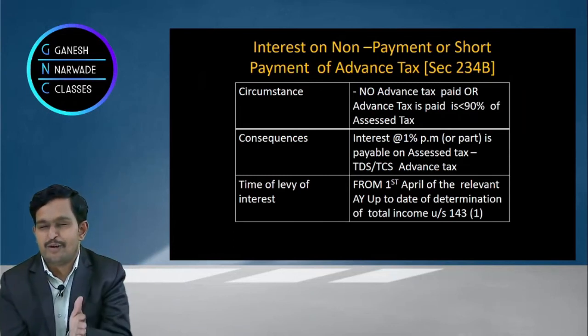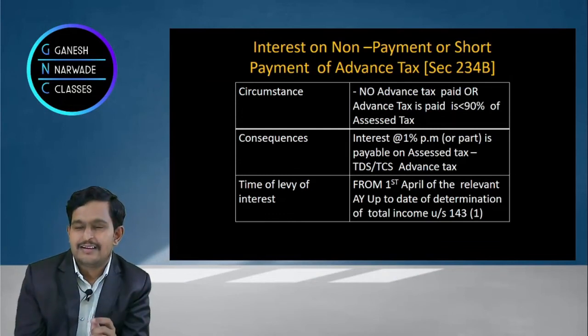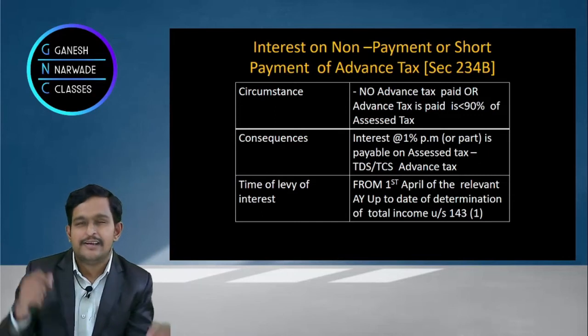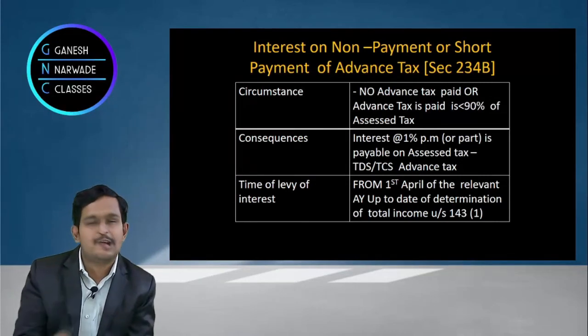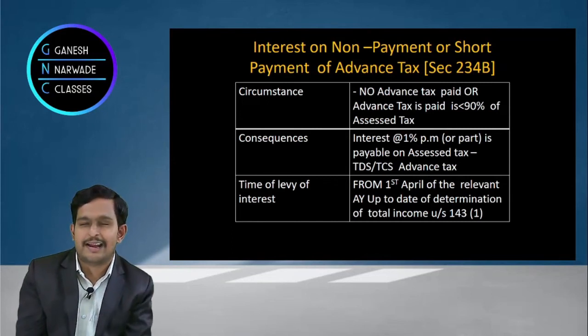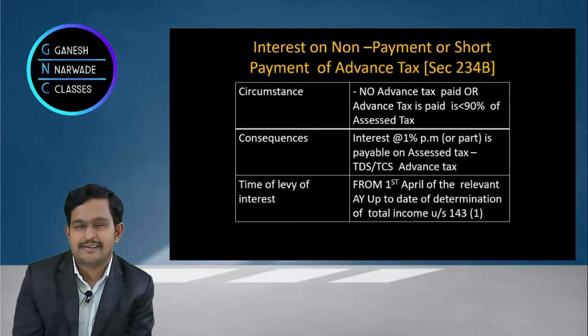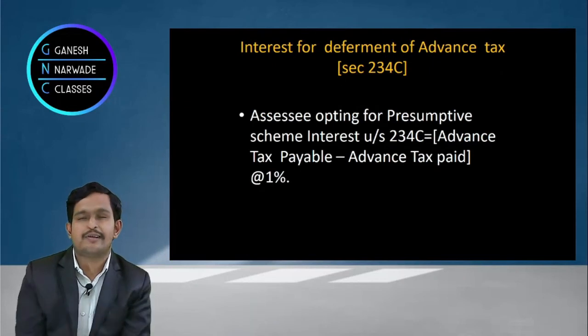So this 234B will start from the first day of the assessment year till the payment of the total tax. Come on, try to reconnect. 234B I am talking about. When should it be charged? If you did not pay advance tax or whatever you paid is less than 90%, then this section will attract. How much? 1% per month or part of the month. From which date? From the first day of the assessment year till the actual payment of total advance tax or total tax. Okay. Yes, sir. If you have paid something in between, on that it will not be charged. Okay. Yes, sir.